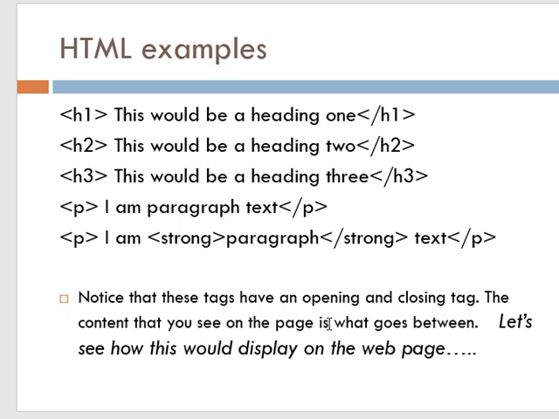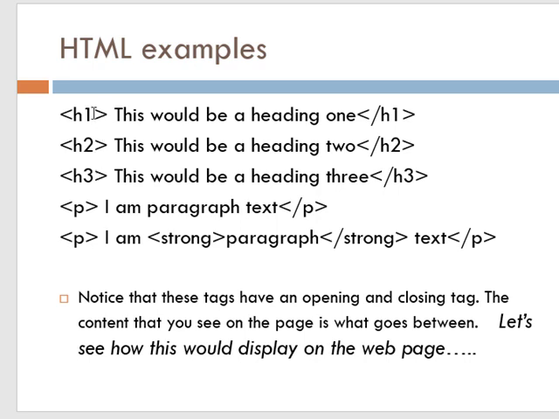So here are just some examples. If this line of text wants to be a heading 1, and this wants to be a heading 2, and this wants to be a heading 3, these are very similar tags. This is an H1 tag, this is an H2, H3. This is all it takes. This is my HTML, this is how I mark it up.